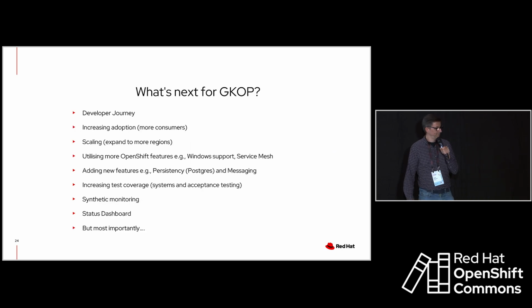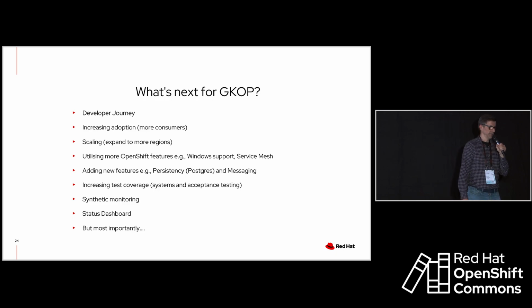So what's next for GCOP? We've run the platform since 2020, so five years. We continue improving the developer journey, reducing blockers and manual processes. We want to increase adoption, onboarding more consumers and more services, scaling, but also utilizing more OpenShift features. We're very successful with the Windows support, and more consumers are now asking for a Windows runtime. We're also adding new features, like database support and Kafka messaging, but more importantly, increasing our test coverage.